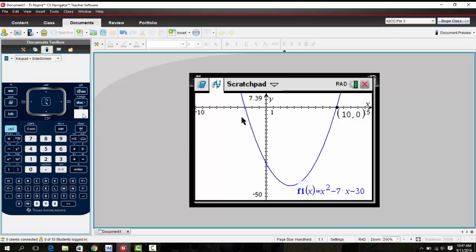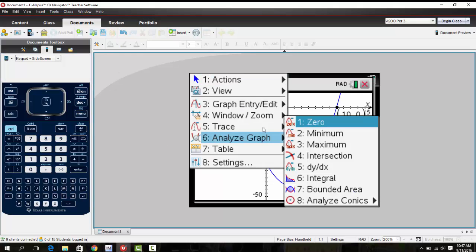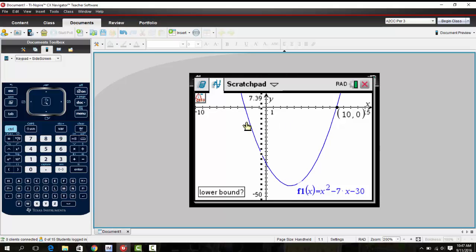You need to repeat the process for your other zero. Menu, Analyze Graph, Zero. Move your hand to the left, and then to the right, and there's your other zero of negative 3. So my zeros match my graph, or match my factors when I factored it.